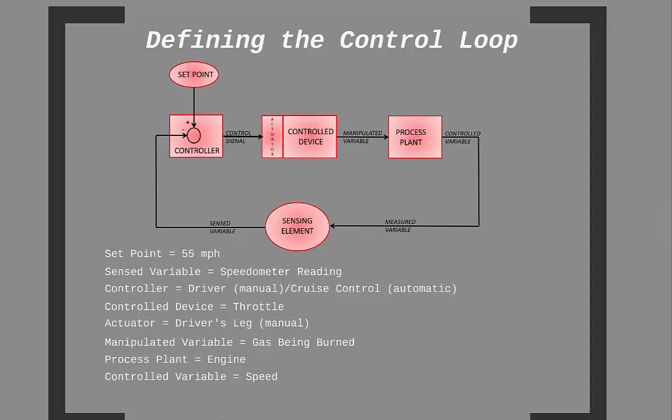This sensing element measures what we call the measured variable. This device is also called a sensor, and we will use those terms interchangeably throughout the course. In a closed loop, the control variable and the measured variable are the same thing. That's what allows for the feedback to the controller. That is not always the case, as we will see here when we discuss open loops in a second. In our current example, the sensing element is the car's speedometer.